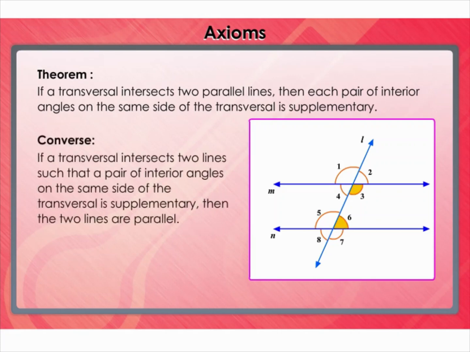Thus, each pair of interior angles on the same side of the transversal is supplementary if the transversal intersects two parallel lines. The converse of this theorem also holds true. If a transversal intersects two lines such that a pair of interior angles on the same side of the transversal is supplementary, then the two lines are parallel.